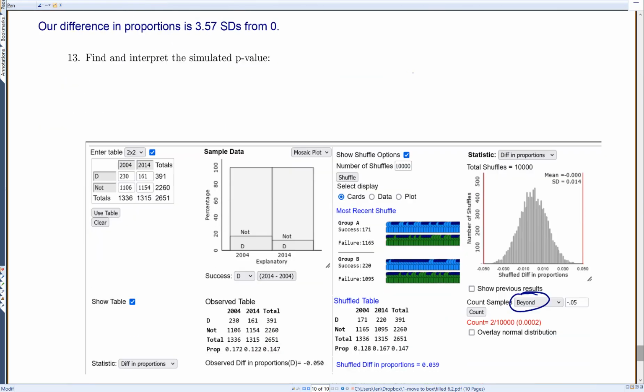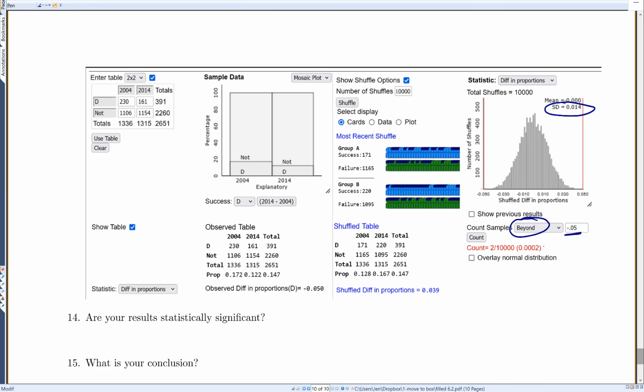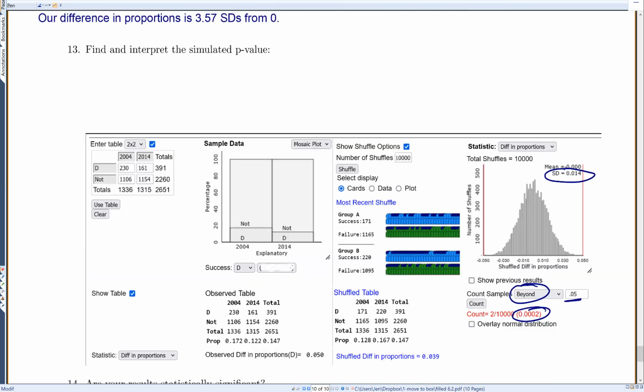Now let's find and interpret our simulated p-value. So let's see, this was our standard deviation. We counted samples beyond our statistic of 0.05. And looks like my p-value is 0.0002. So our p-value is 0.0002 because we just count anything that was beyond that 0.05 that we had as our observed difference.